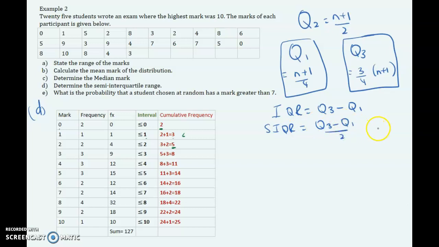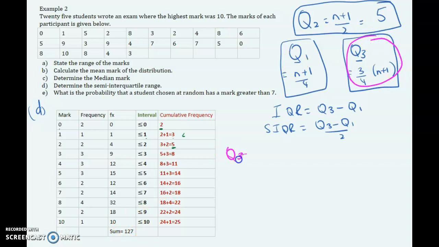I know it sounds a little confusing, but please, let me take it apart in steps, right? So we covered this, right? Our answer for this was 5, so Q2 was 5. Now let's move on to Q3 and Q1. Looking at Q3, it is 3/4 of n plus 1, which is 3/4 of 25 plus 1, which turns out to be 19.5.